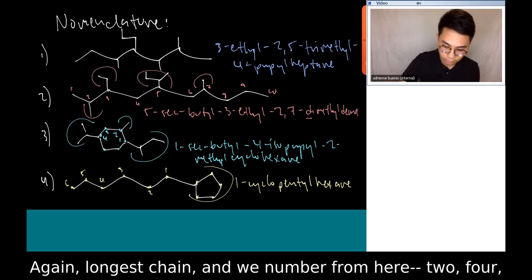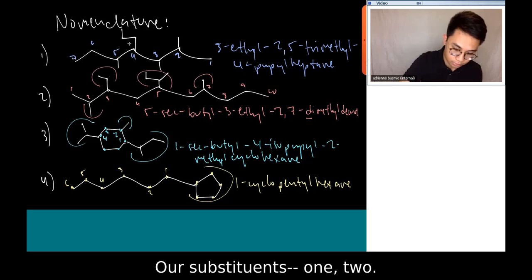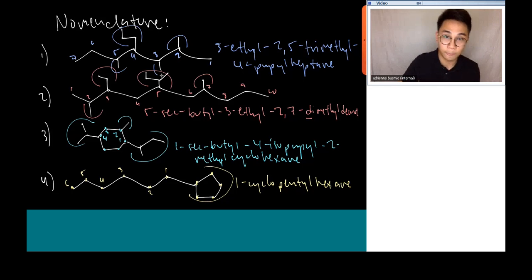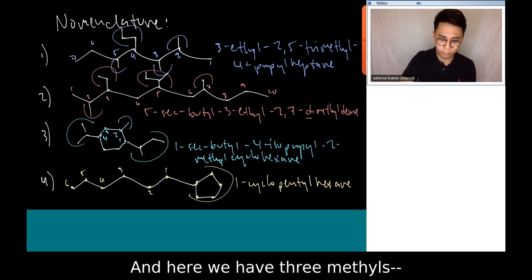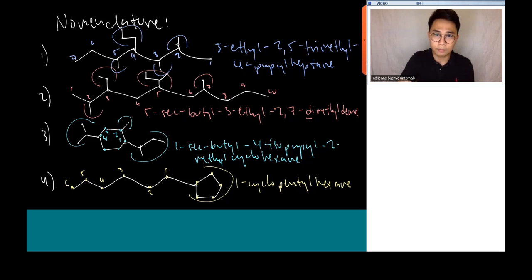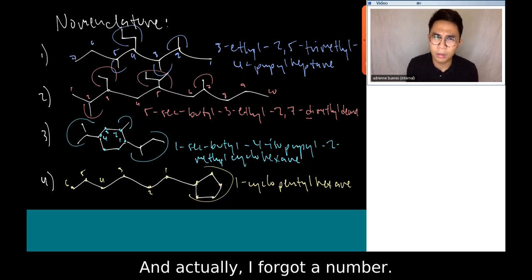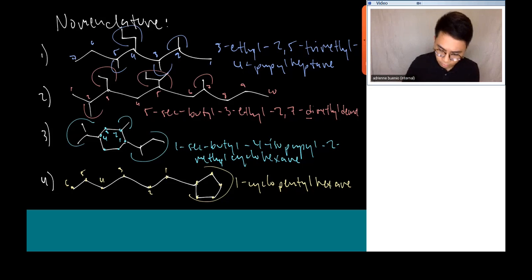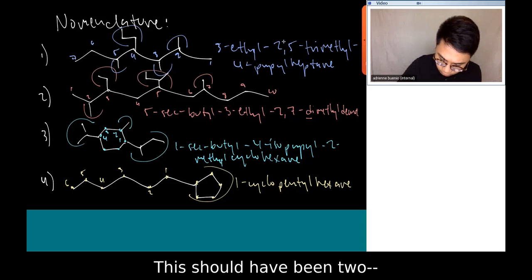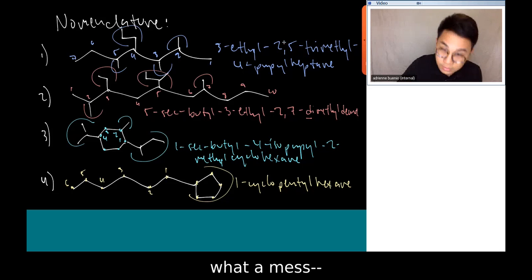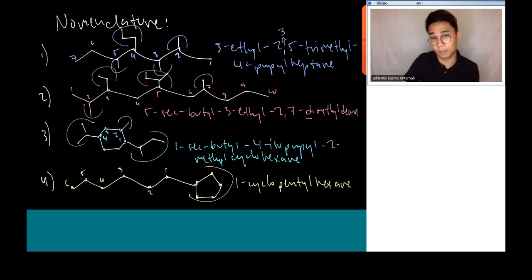Again, longest chain, and we're numbering from here to, oops, 4, 5, 6, 7. Our substituents 1, 2, right? And again, here we have three methyls, right? Right. Trimethyl. And actually, I forgot a number. Yeah, there should have been two. Ooh, what a mess. 2,3,5-trimethyl.